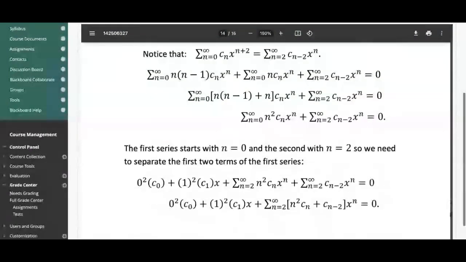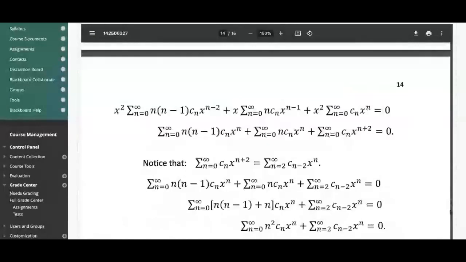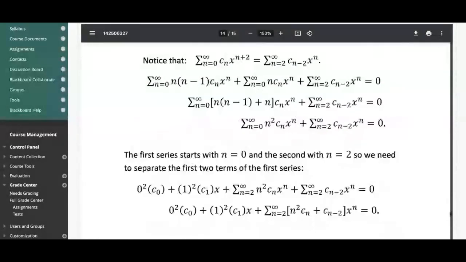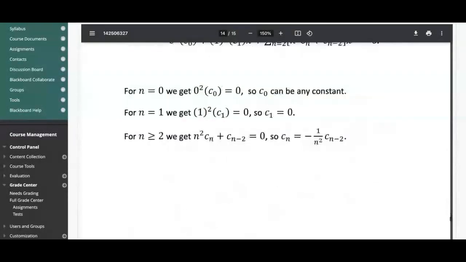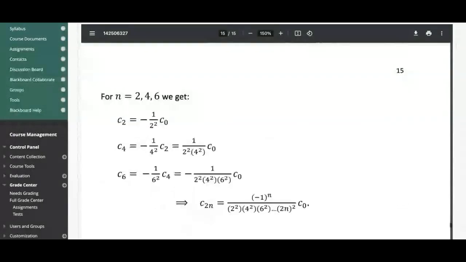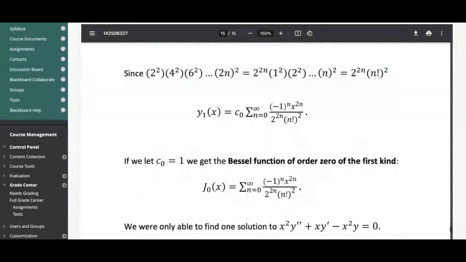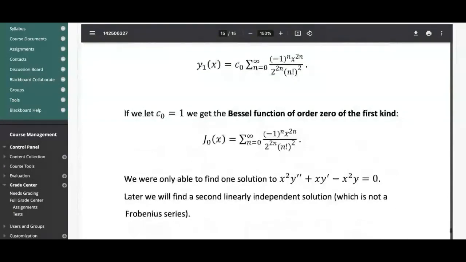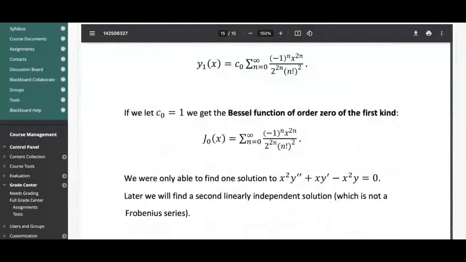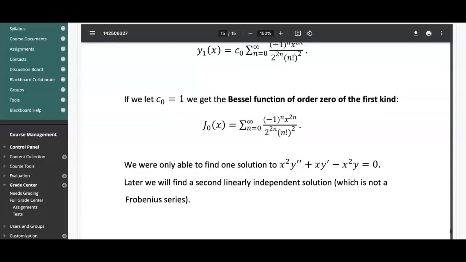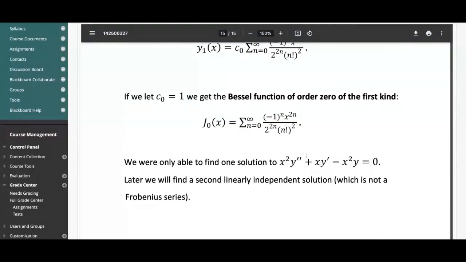Because even finding the zero order is a lot of work. I don't know, I have to consider how to do that. What about the Frobenius method? Frobenius method is a famous method in solving differential equations. Bessel's function surely will be in the final exam.